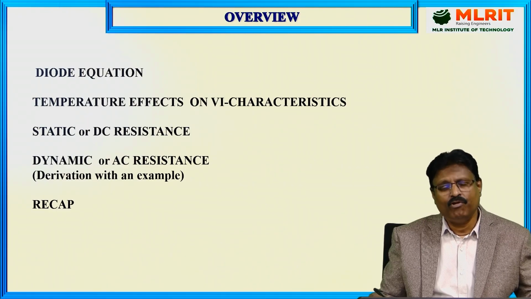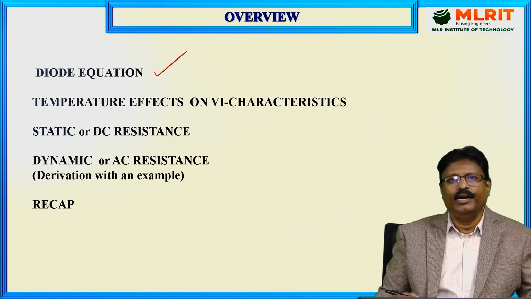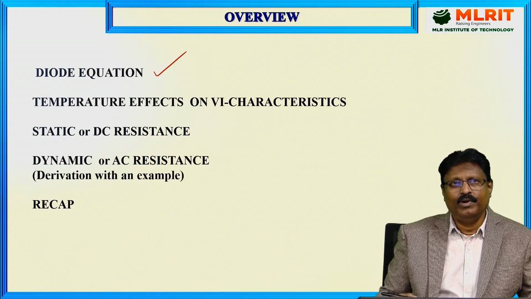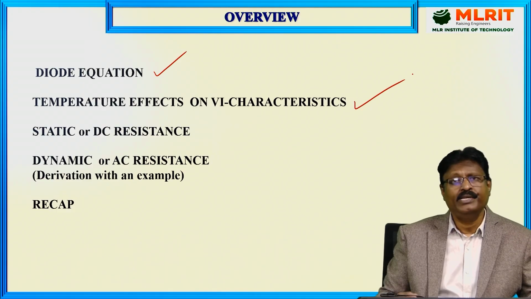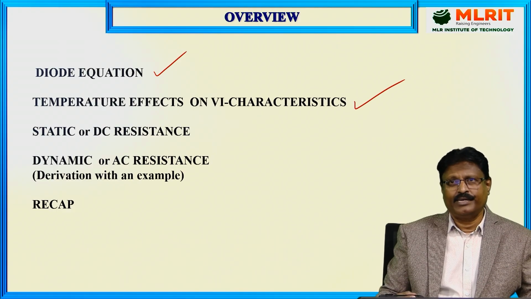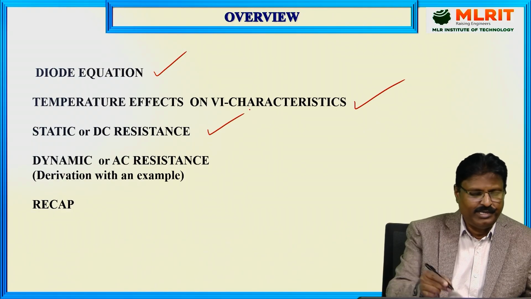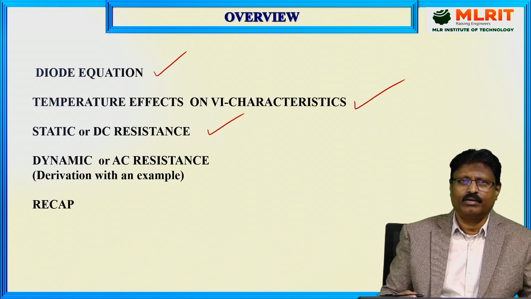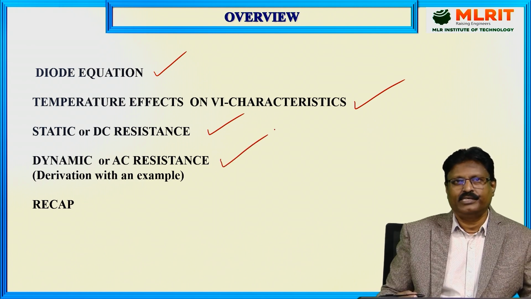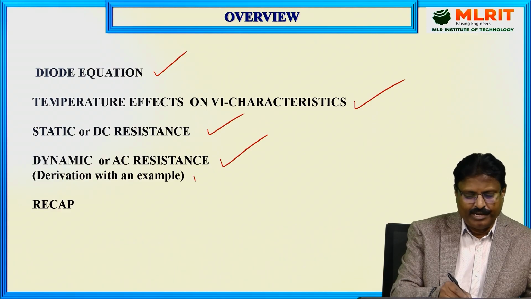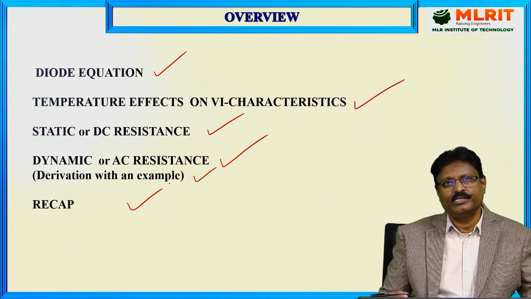The overview of my presentation goes like this. First, I will be discussing the diode equation, and then I will be solving one problem based on this diode equation. Then I will be discussing the temperature effects on the VI characteristics of a diode. From the VI characteristics, I will be discussing what we mean by static or DC resistance, and what we mean by dynamic or AC resistance. Here also, I will once again be solving one problem. And finally, I will be recapping everything discussed.